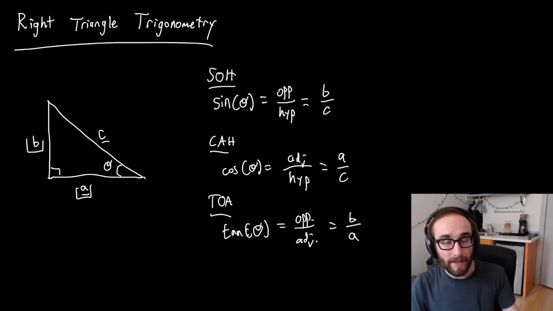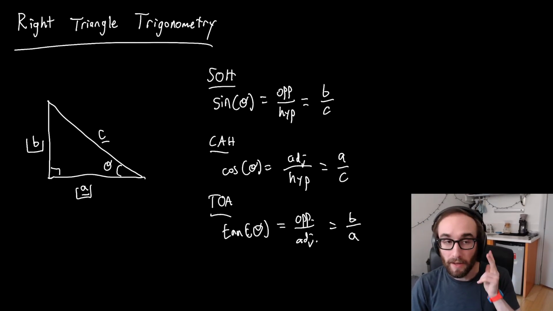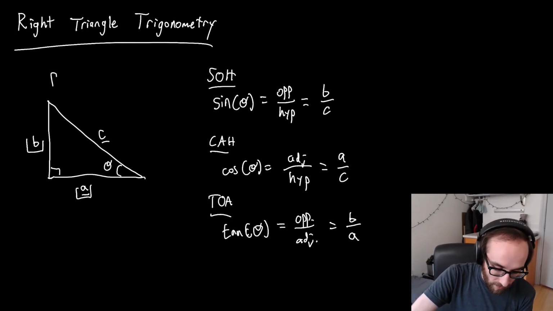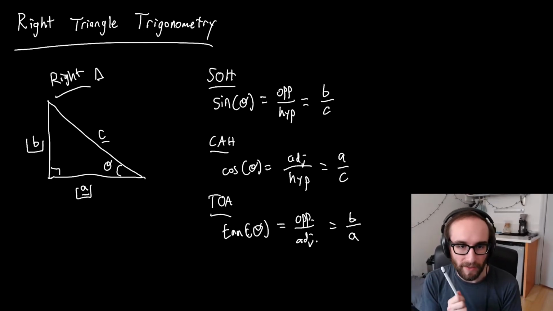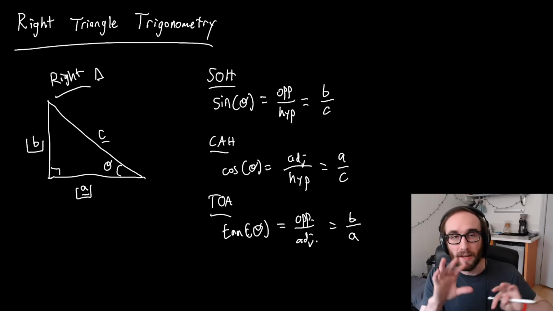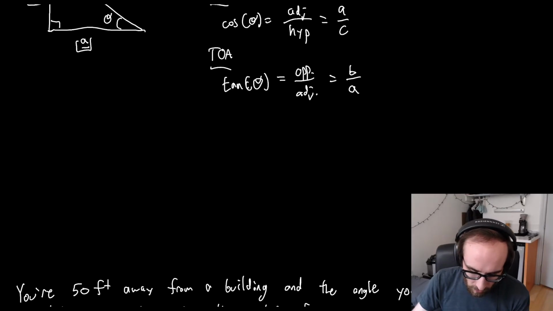Okay, so we can write sine, cosine, and tangent, and this is only for right triangles. So only for right triangles, we could write sine, cosine, and tangent in terms of these different side lengths. Let's take a look at a really quick example.